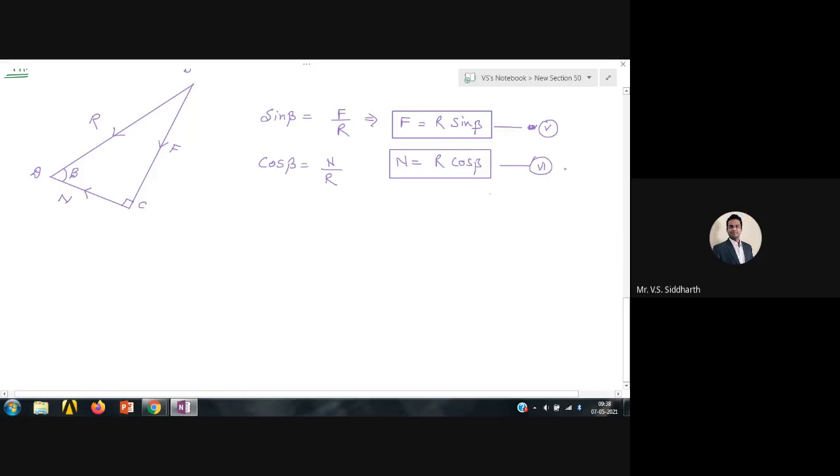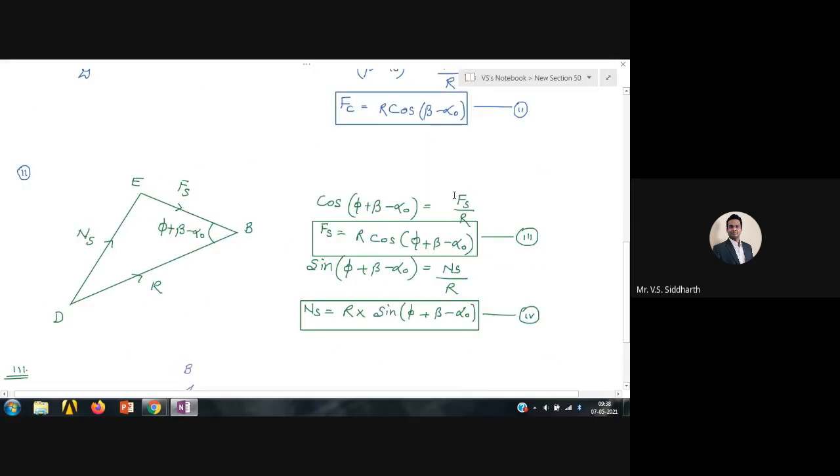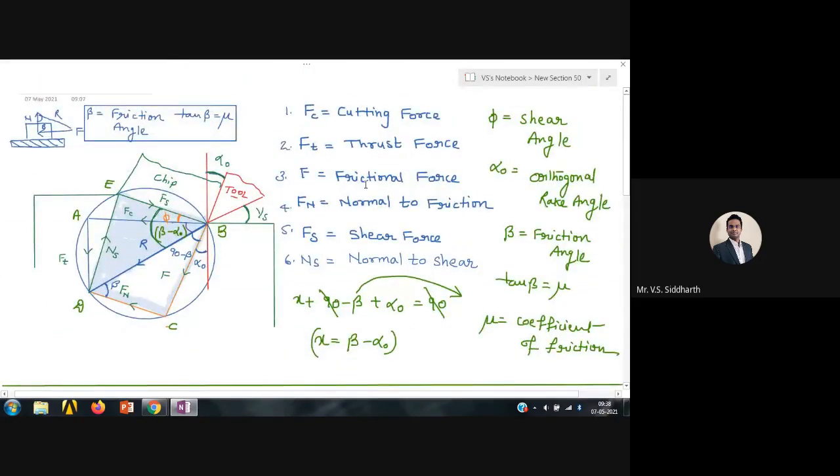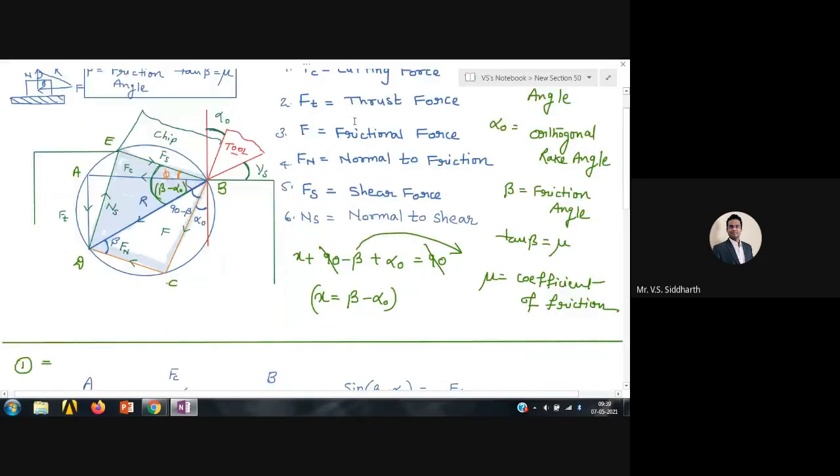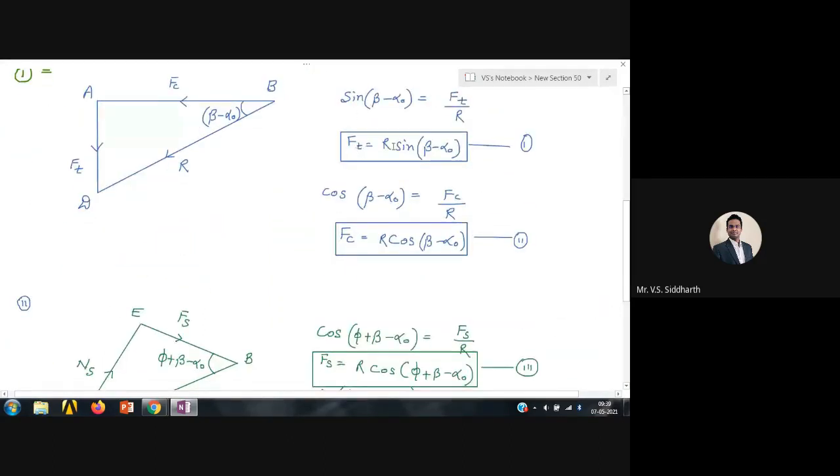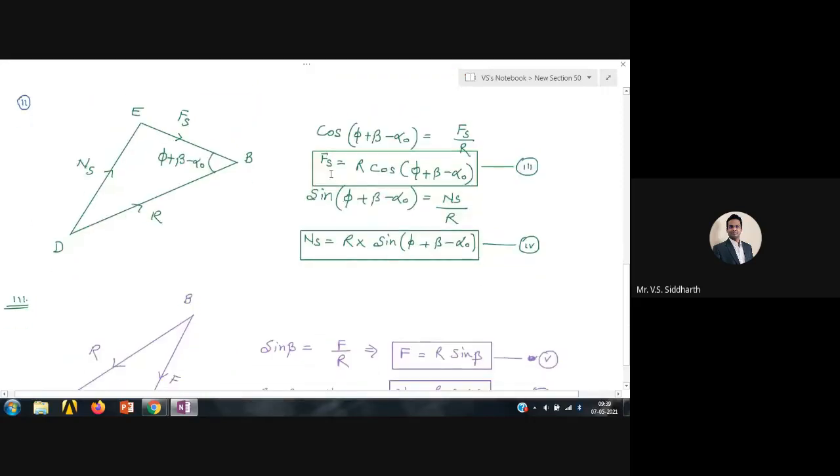I hope that up to this point, everything is clear to everyone. But what I said is, I wanted all my relations to be in terms of cutting force and thrust force only. All my relations, whatever I deduce, should be in terms of the cutting force and the thrust force only. So here, this relation is for thrust force, this relation is for cutting force, but this Fs relation is not in terms of the cutting force and thrust force.